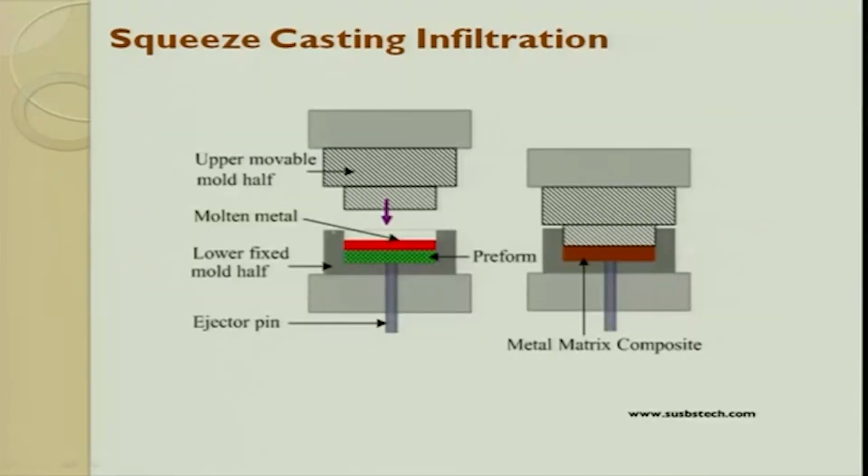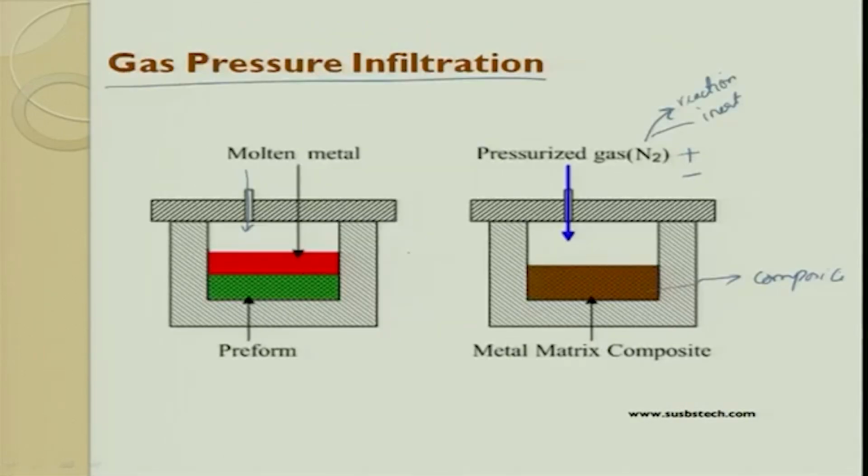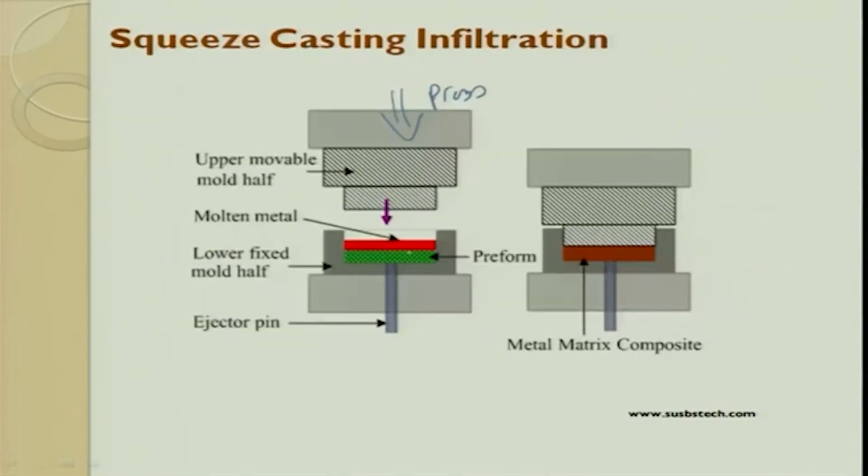Okay, so first what we do is we put a preform, and we try to put the liquid metal on the top, and then we use a ram, a press. This press tries to hit the metal, and then this metal is pushed into the space in the reinforcement, and thus we get a metal matrix composite. Here it is called squeeze casting infiltration. The first one we saw was gas pressure infiltration. Here it is mechanical squeeze cast infiltration.